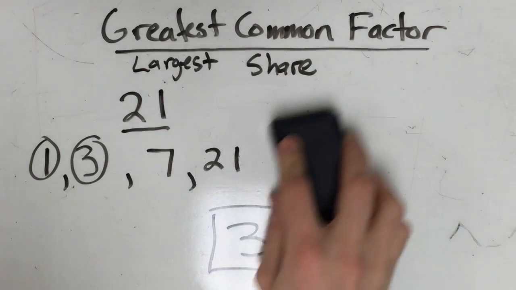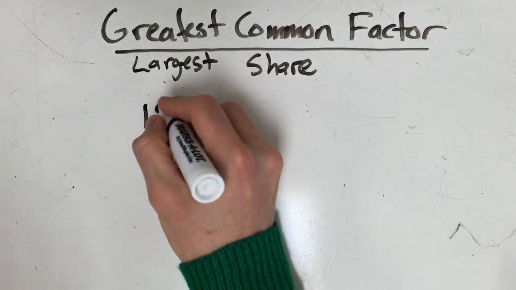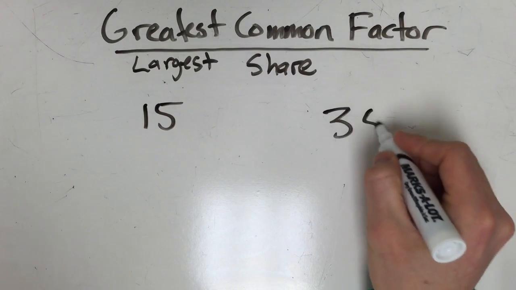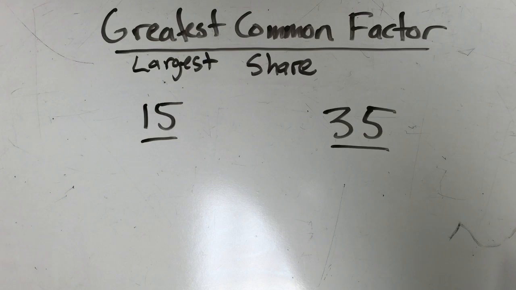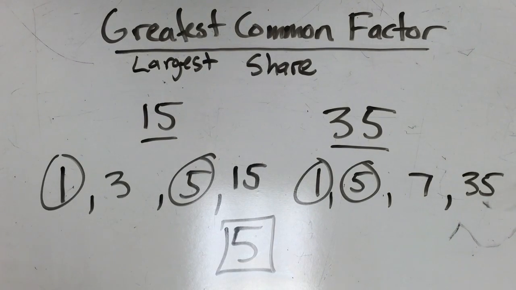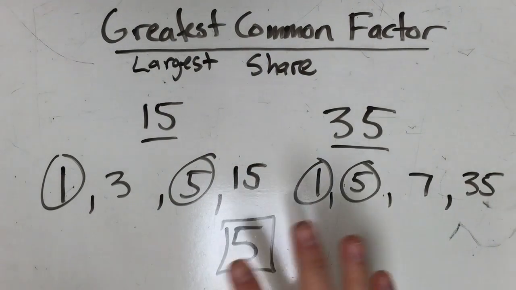Now you try one. Try to find the greatest common factor between the numbers 15 and 35. Pause the video and give it a shot. If you said 5, you got it. So that's your lesson for today. We're going to be finding the least common multiple between two numbers, as well as the greatest common factor between two numbers. Have fun!